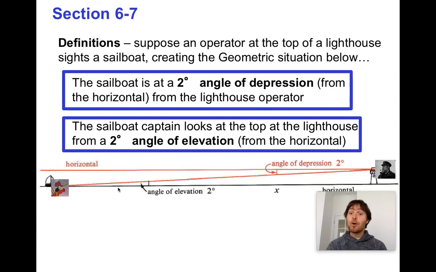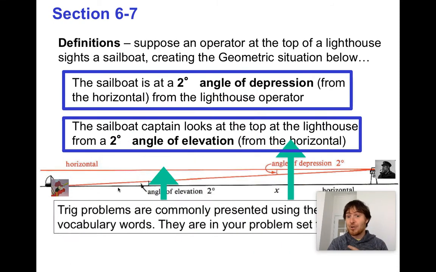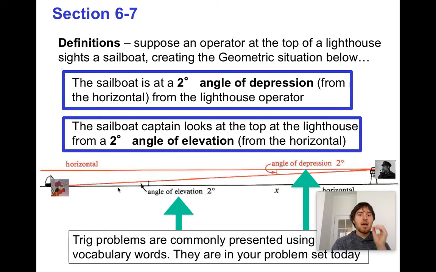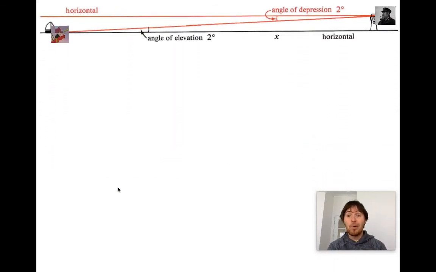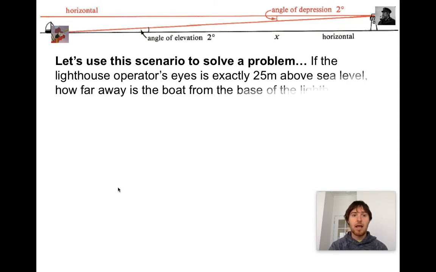Now this seems pretty straightforward, but there are words that come up that I always get questions on, so hopefully this makes a little more sense before you jump into the problem set today. Trig problems are commonly presented using these vocabulary words. They're in your problem set today. So let's do this as an example problem. We'll do it together right now. If the lighthouse operator's eyes are exactly 25 meters above sea level, how far away is the boat from the base of the lighthouse?